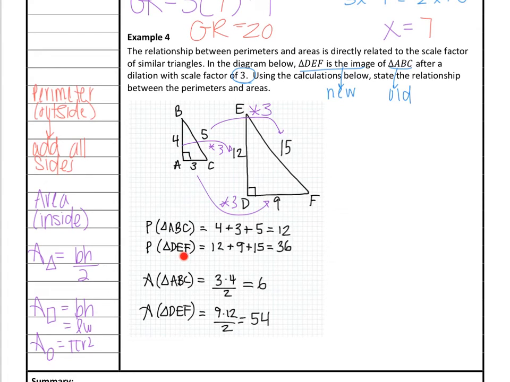Same thing for triangle DEF, except we have 12, 9, 15. That sums to 36. Think about it for a minute, how do you go from 12 to 36 by multiplication? We multiplied here, multiplied here, multiplied here, so we must be multiplying to get the new perimeter. And in fact, we are multiplying by 3. So perimeters use the same scale factor. We're going to write that up here off to the side. Perimeters use scale factor.